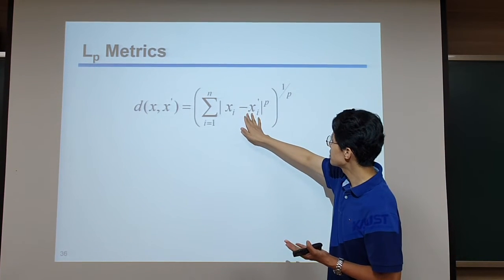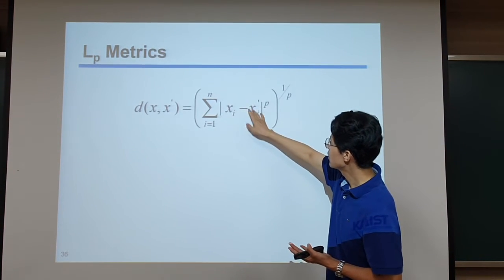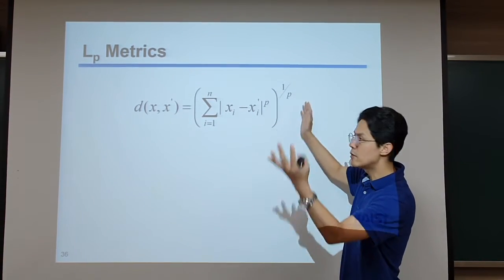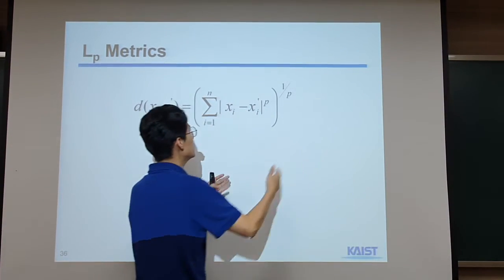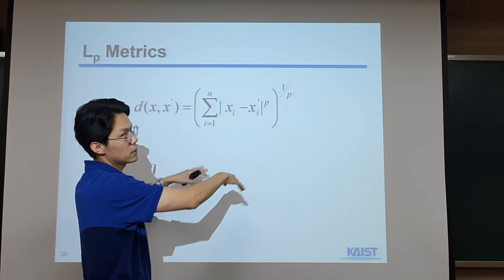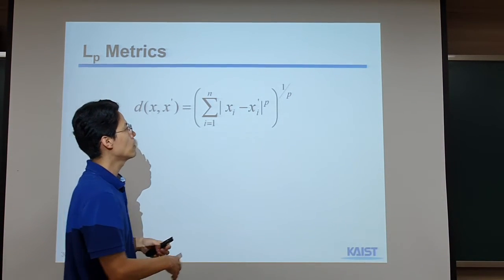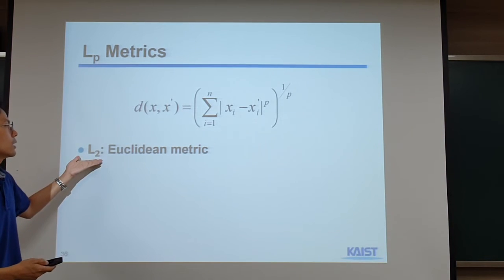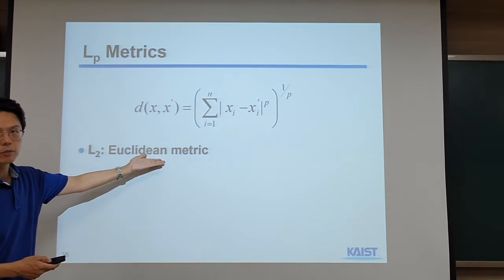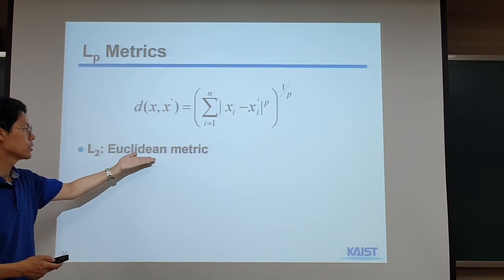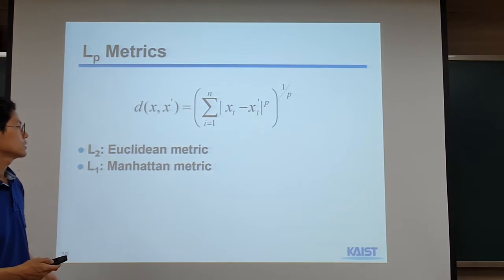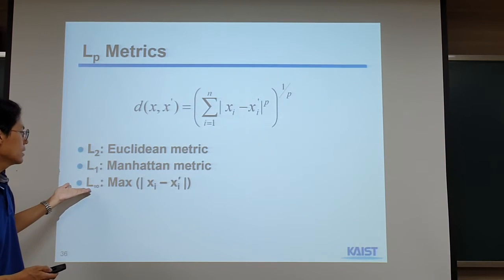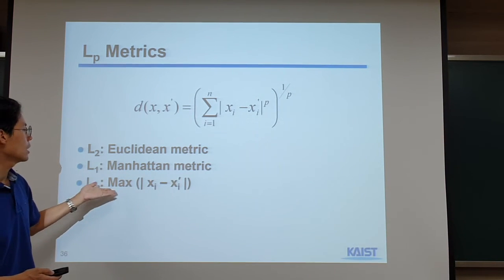So we measure the difference in each dimension, and then we take the power of p, and then we sum all of them across each element dimension, and then we take the power of one over p. One very common one is the L2 norm, the Euclidean metric that we commonly use, the Euclidean distance. Also, the L1 norm is the Manhattan distance.